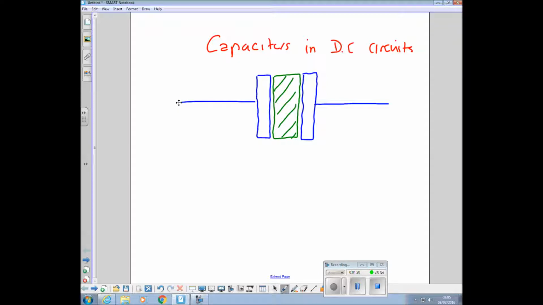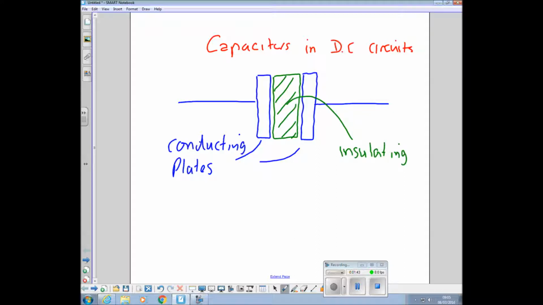So the two blue bits are conducting plates, and the green bit is insulating dielectric. Okay?